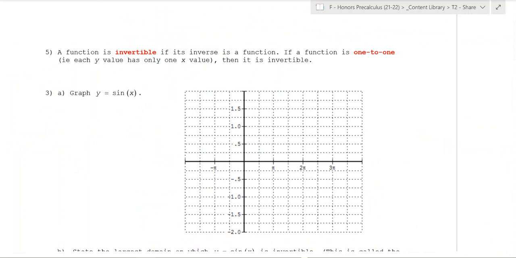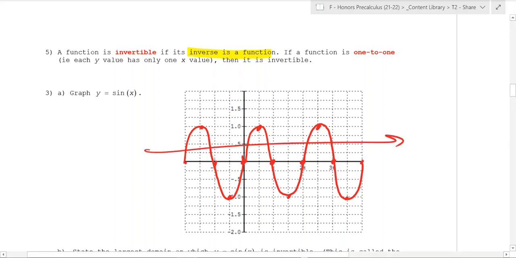So next, let's look at the idea of invertible functions. A function is invertible if its inverse is a function. And this is where we talk about the horizontal line test. When we've graphed sine, we know it starts at 0 and then continues as follows. Now, does this pass the horizontal line test? It doesn't. There's actually a lot of horizontal lines that pass through more than one point. So this is not 1 to 1.